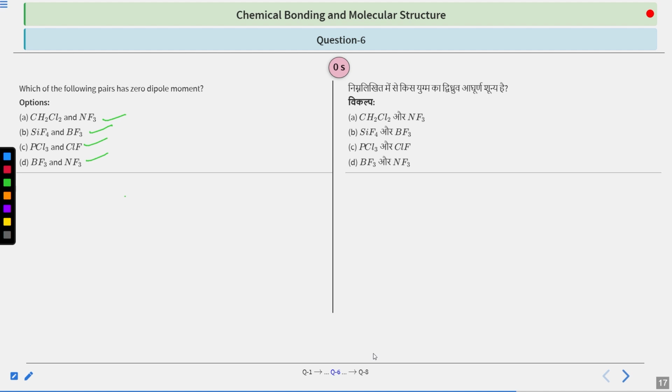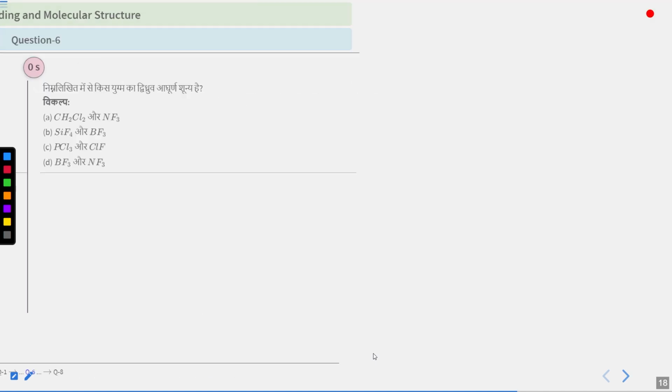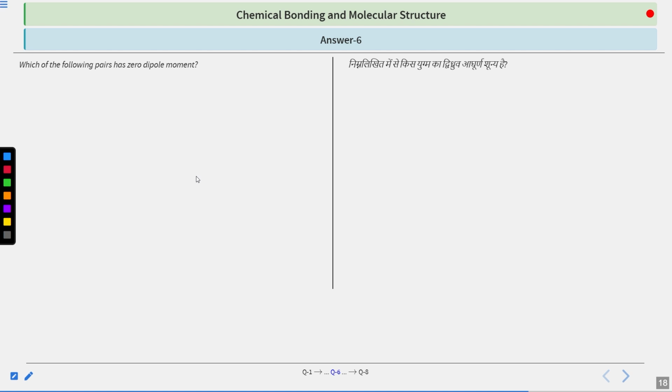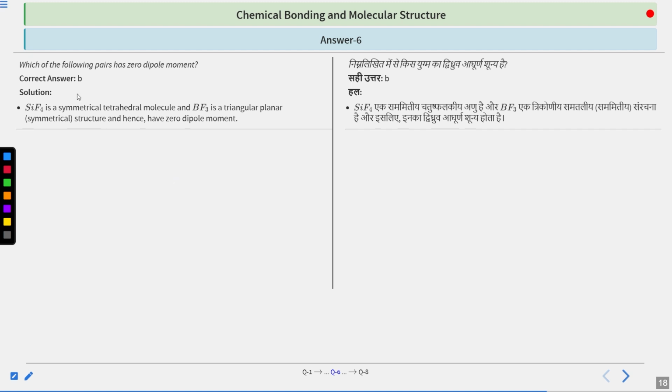Now let us see the solution. You have to see which of these has zero dipole moment. The correct answer is B. Why is it so? Because SiF4 is completely symmetrical and tetrahedral. Whenever you see a tetrahedral compound whose substituents are all the same, whether CF4 or CH4 or SiF4, you will say that it is non-polar because all of its dipole moments are getting cancelled out.